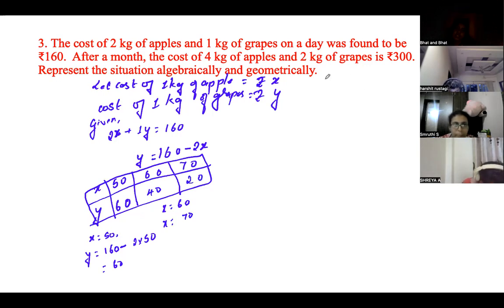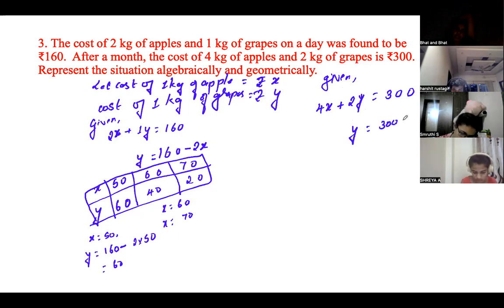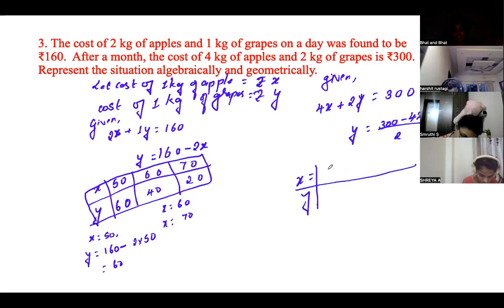Then let us write the second equation. So one more condition is given. What is the condition? 4 kg of apples plus 2 kg of grapes will give you how much rupees? 300 rupees. So here, if I write y will be equal to 300 minus 4x divided by 2, correct? So I will take the value for x and y. Let us write.